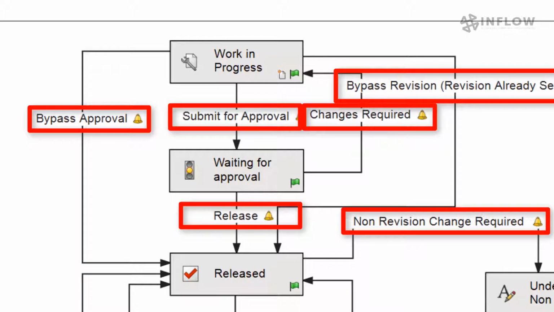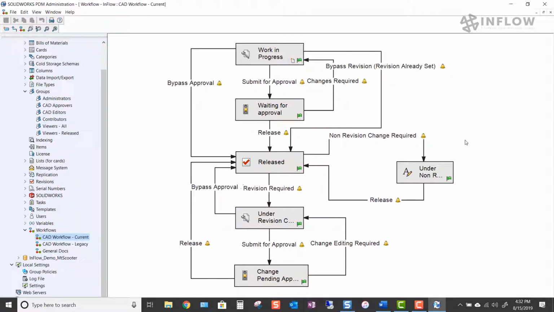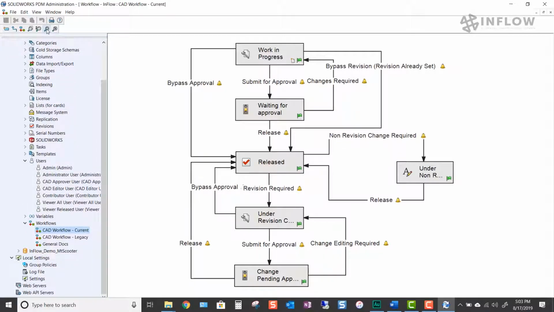These transitions represent the path to move a document from one state to another. Each transition can have assigned permissions that allow certain groups of users the ability to move the document forward through the process. Additionally, transitions allow us to capture information as well as initiate automated tasks like PDF creation.